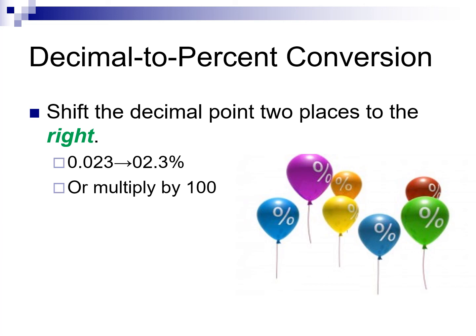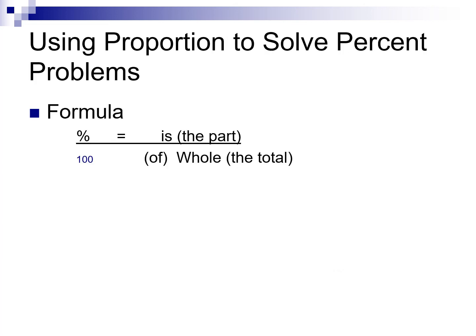Okay, so we're starting with decimals, we're moving to percent, so we're going to just move 2 decimal places over to the right. So we're going to take that 0.023 and multiply it by 100, and then that would give us that 2.3%. So you'll have lots of practice with your homework problems to be doing this.